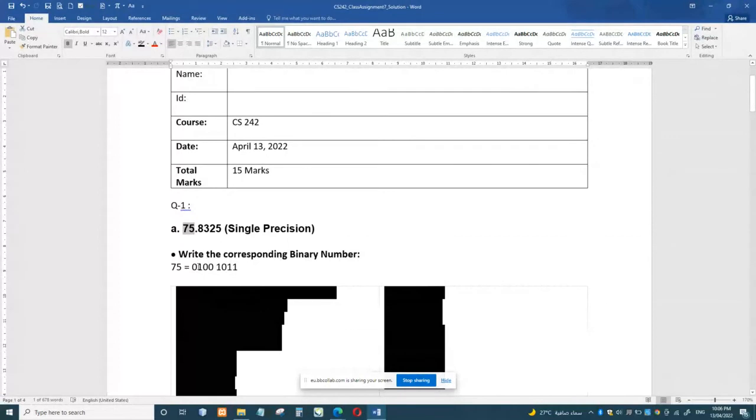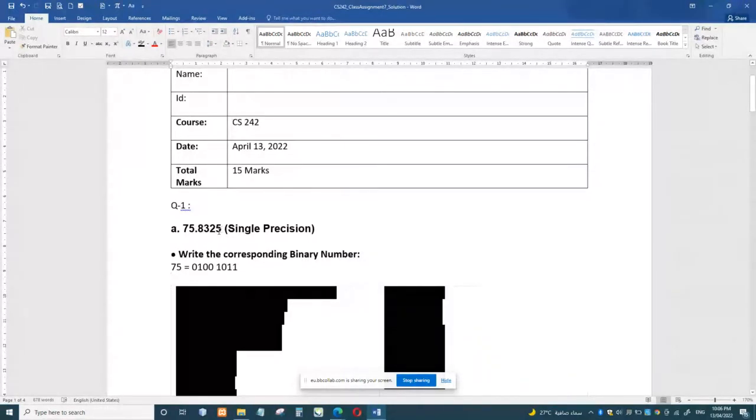We have just converted it with positional values. You can also do it by dividing by 2 and then dividing the quotient by 2, taking the remainders. That is another method of converting a decimal number to binary, but we can use the positional values: 1, 2, 4, 8, 16, 32, 64. So we take 64, then 8, that's 72, then plus 3, 75. Any question, any confusion? Clear. Okay.